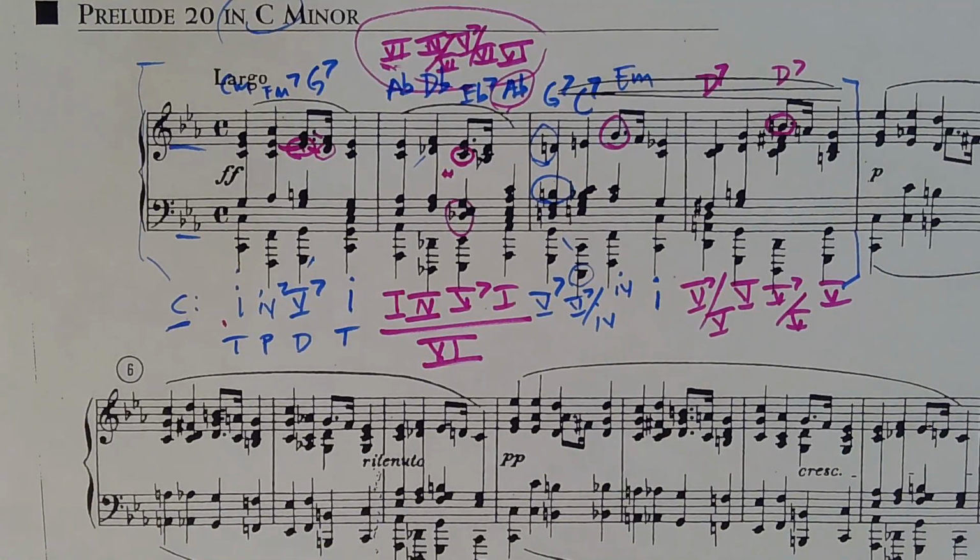And from there, 5/7. That's just the 5/7 to 5/7 of 4. And then 4 in the 1 chord. Now we get D7, that's 5/7 of 5.